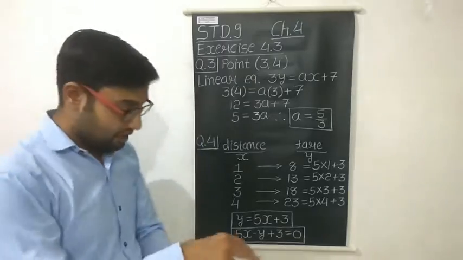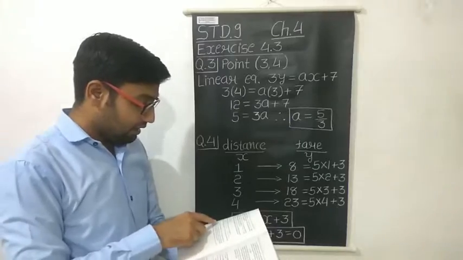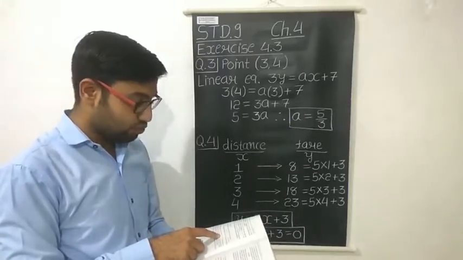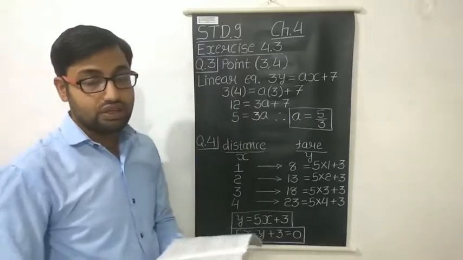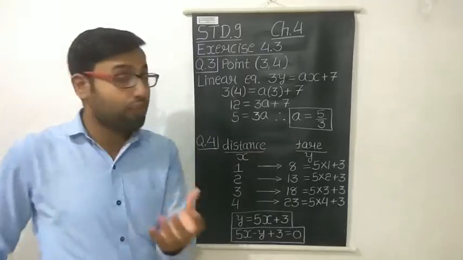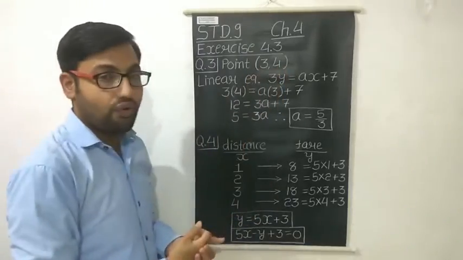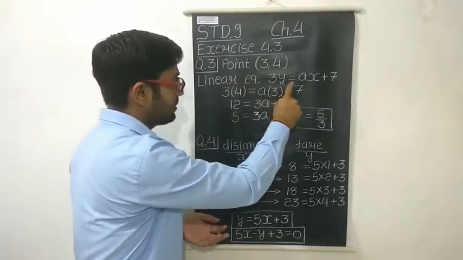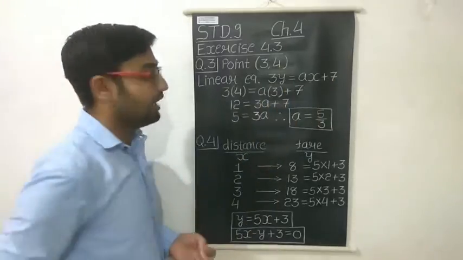The question is, if the point (3, 4) lies on the graph of the equation 3y = ax + 7, find the value of a. So here it is given that this point (3, 4), where the x coordinate is 3 and the y coordinate is 4, lies on this linear equation 3y = ax + 7. Then we have to find the value of a.